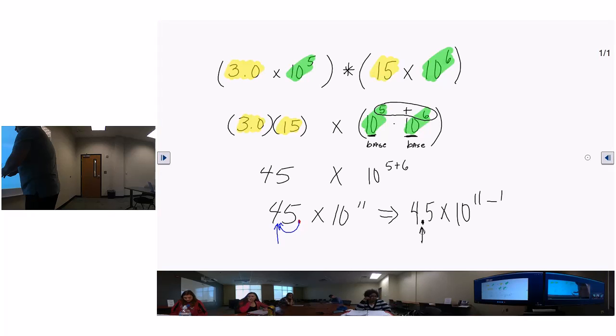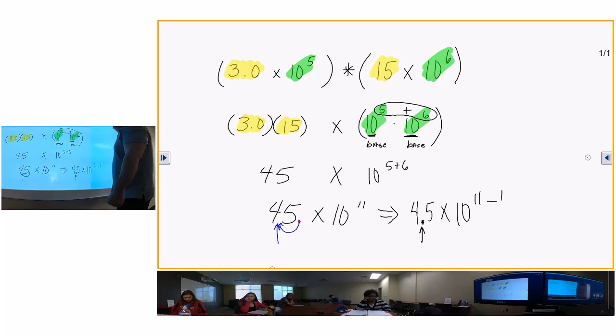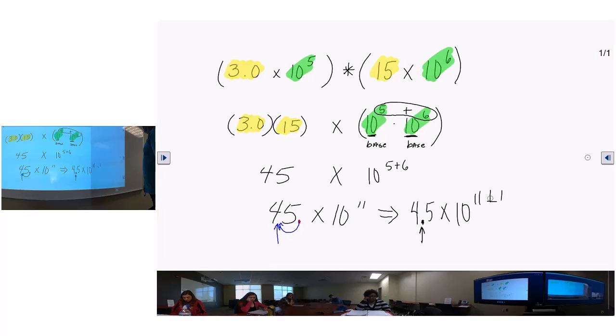All right, so which way do I move this decimal to get it back the way it was? Right. To the right, so that's a positive. So our answer is 4.5 times 10 to the 12th power.